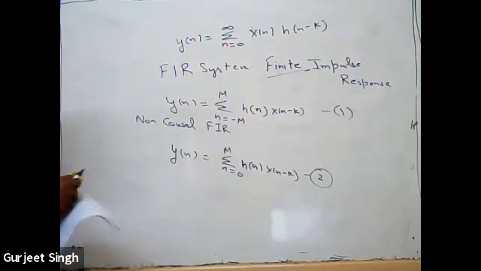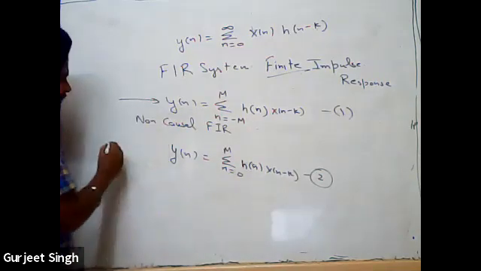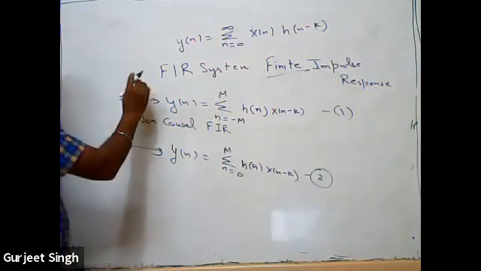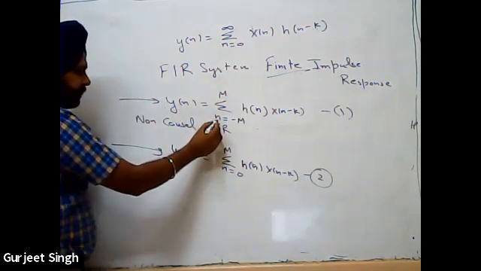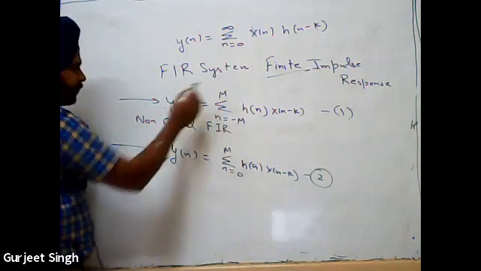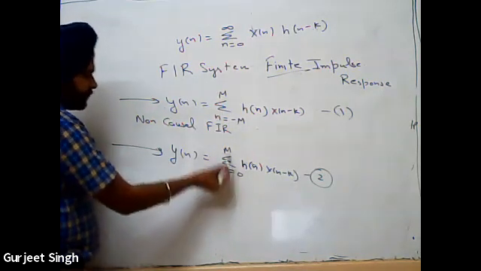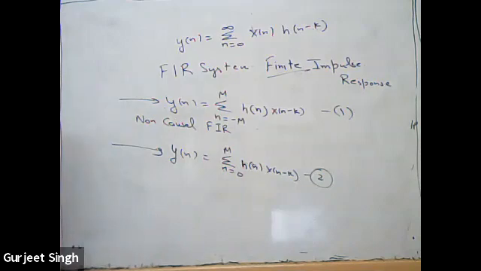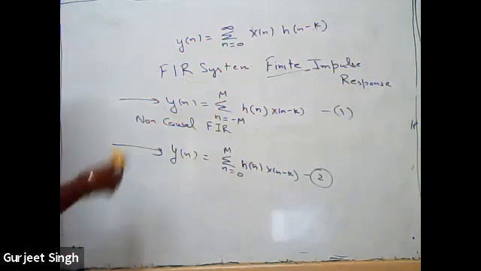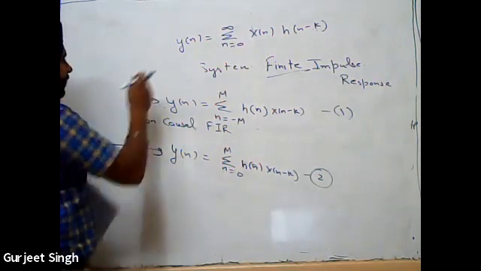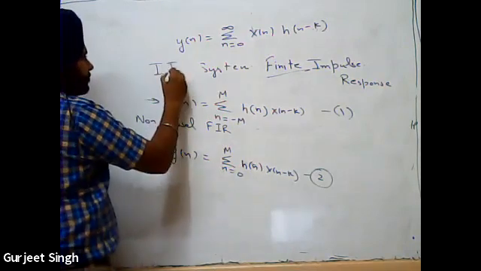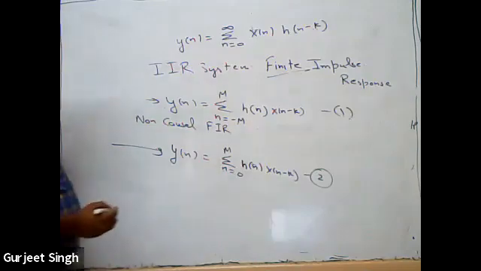But these two equations come under the finite impulse response, because the range is finite: minus M to M here, and 0 to M here. So these two come under the categories of finite impulse response system. Next we are having a system that is the infinite impulse response system.